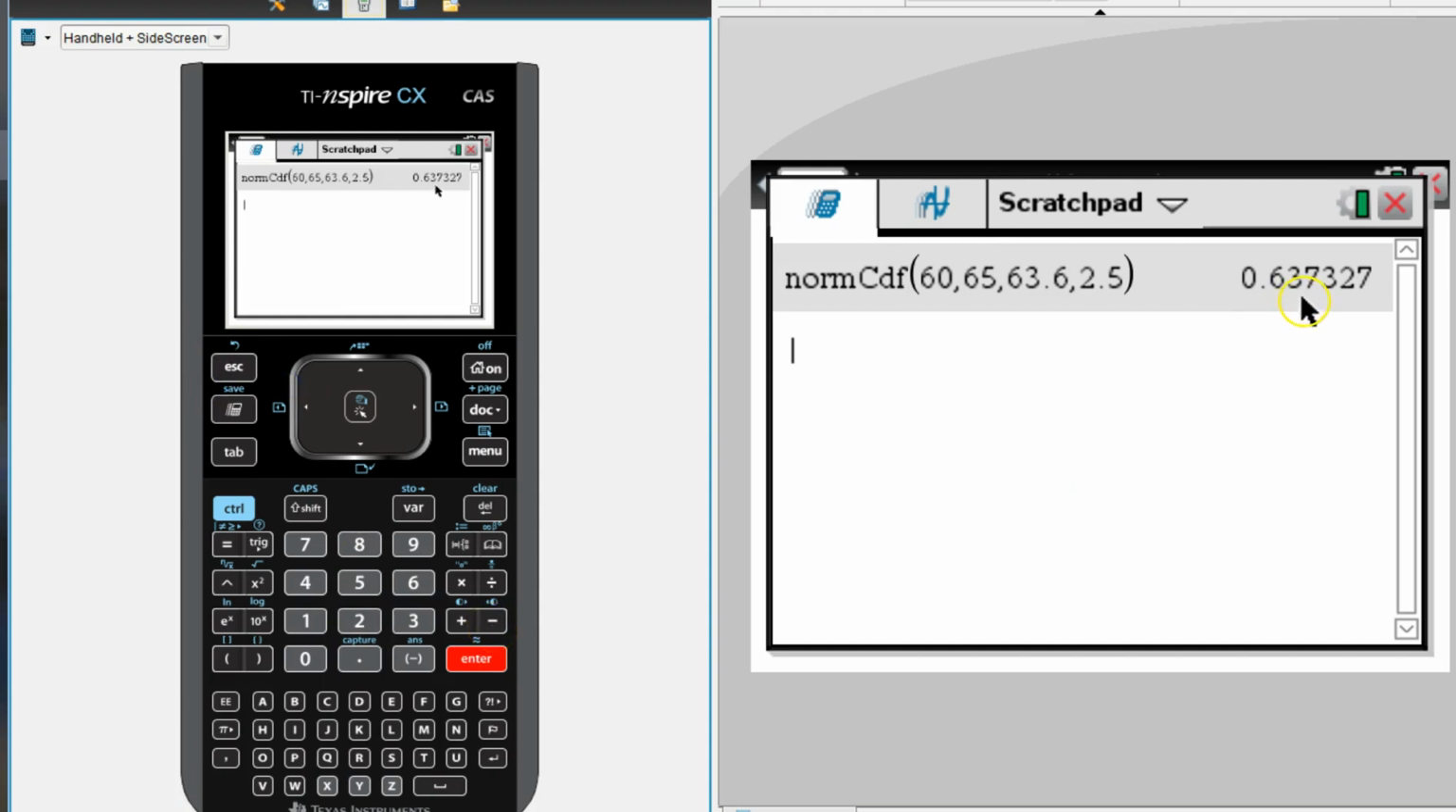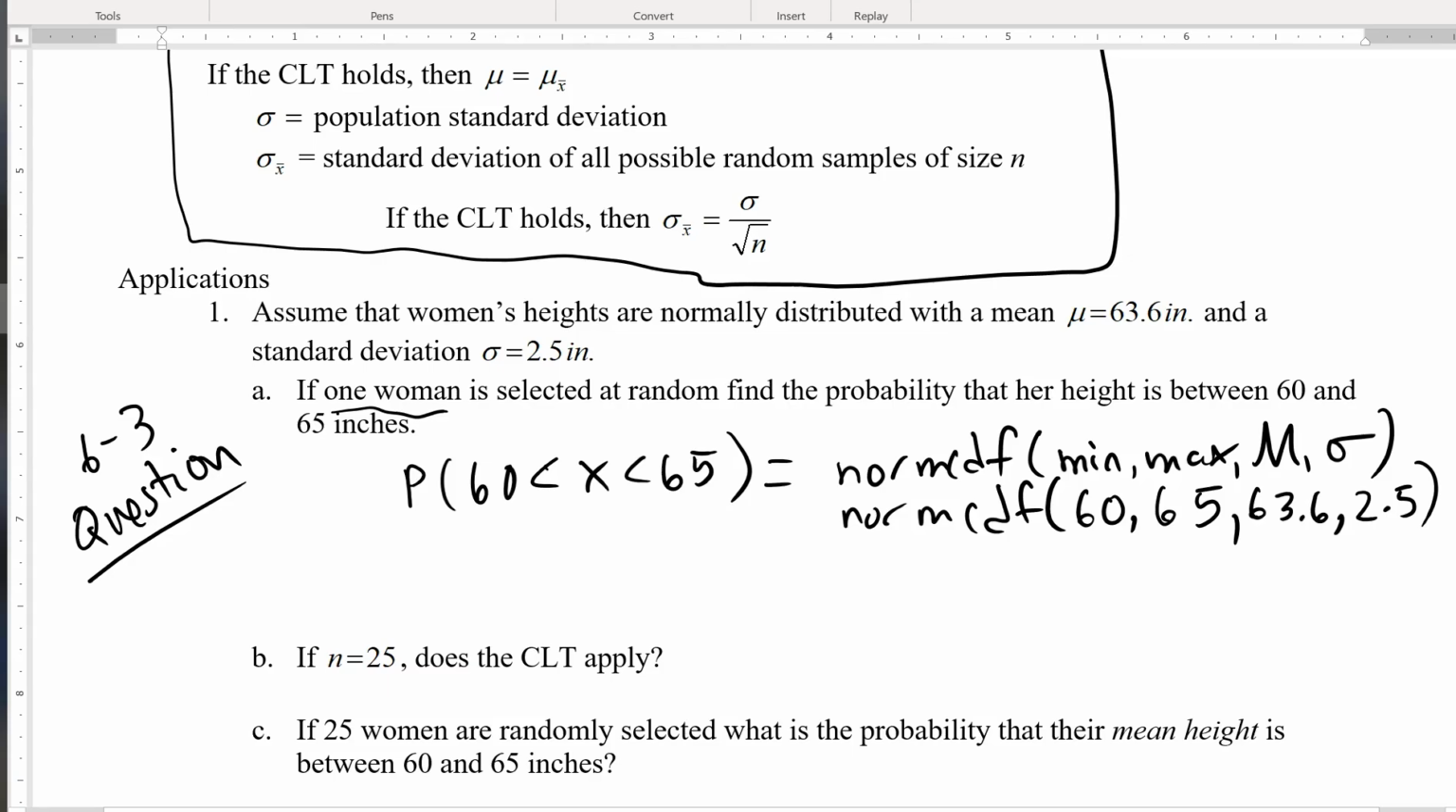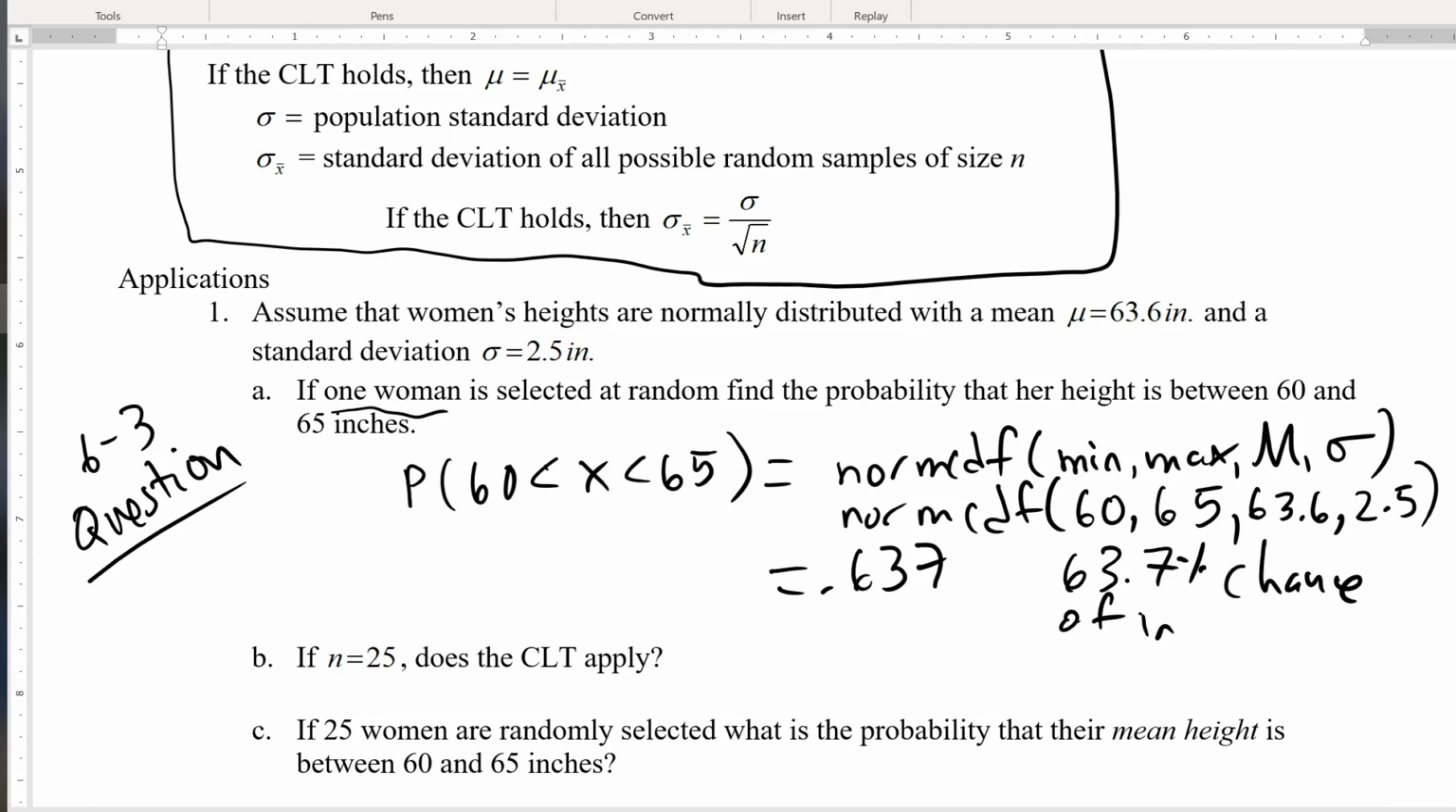So there is a 0.637, there's a 63.7% chance of an individual woman having a height between 60 and 65 inches.